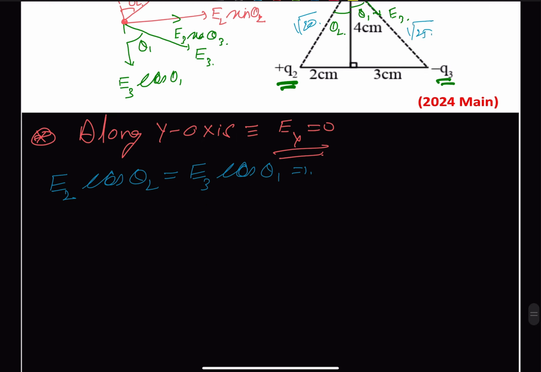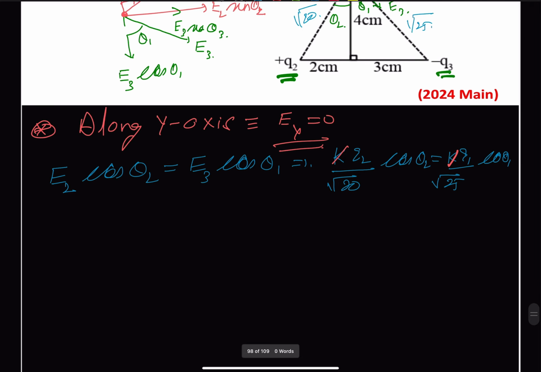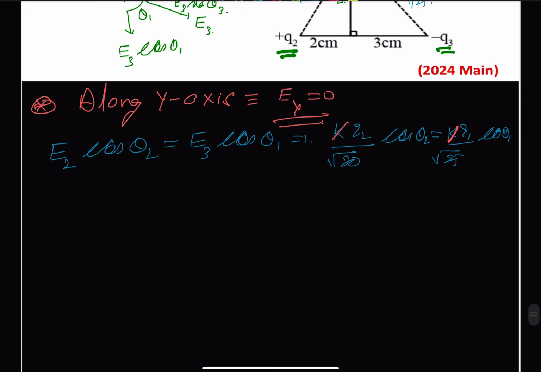So E2 we can say is K Q2 divided by 20, multiplied by cos of theta 2, is equal to K Q1 over 25, and square root, and cos of theta 1. K and K go away, and we have to find out the ratio. And cos of theta 2 and cos of theta 1 we can just easily find out.